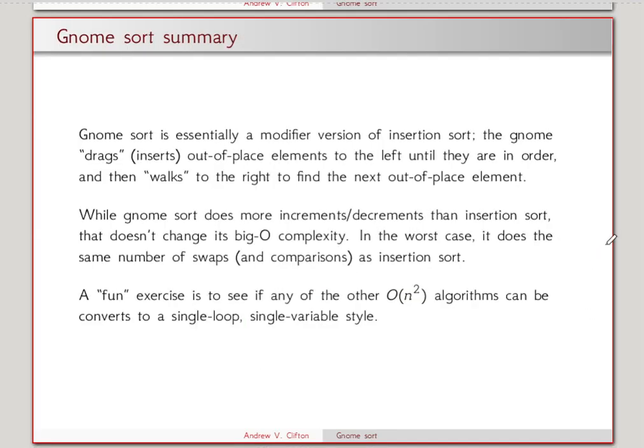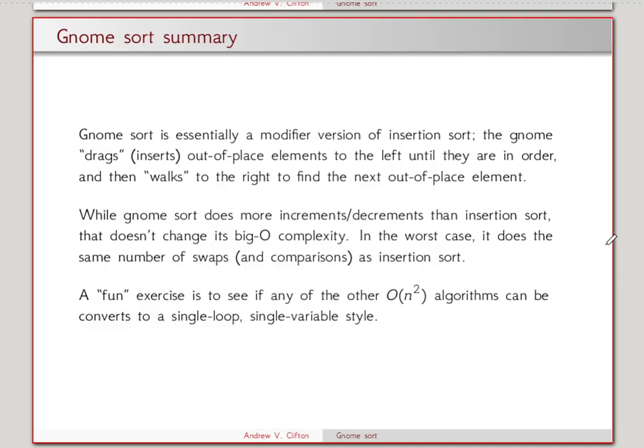Gnome sort is basically insertion sort, right? The gnome is inserting things when it drags them to the left, and the walking to the right is just to figure out where we left off. Insertion sort has that outer loop with the i variable that keeps track of where we left off. Gnome sort doesn't have that, so the gnome has to walk to the right to figure out where we left off in the invisible outer loop. Gnome sort does more increments and decrements because the gnome does more walking around, but that doesn't change its big O complexity. It does the same number of swaps and comparisons as insertion sort.